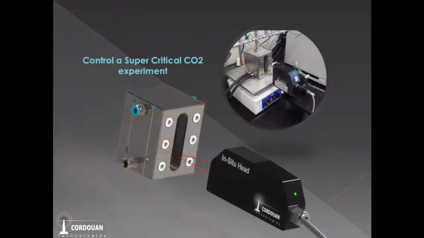Here we have coupled, I'm sorry, it's a little bit long, but you can see everything that we can do with this kind of instrument. We have coupled the in situ head with the supercritical CO2 experiment. This has been done in Australia. So here you have a 2 centimeters thick glass. You have 100 bars inside, so it's very high pressure.